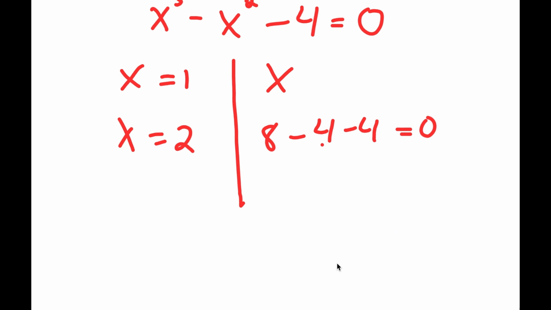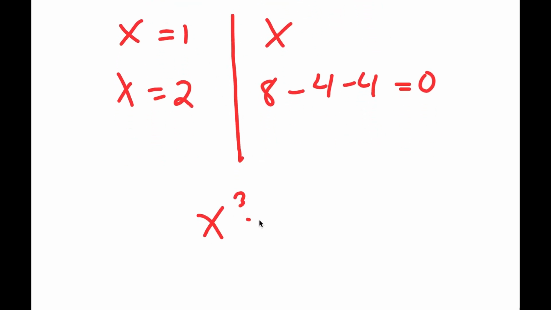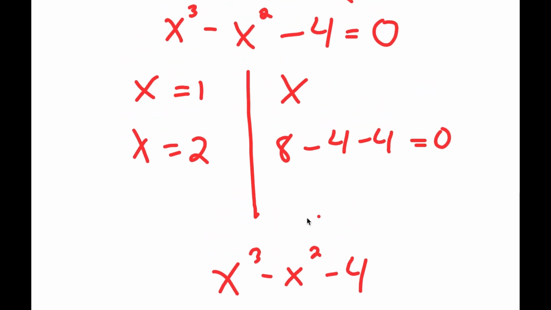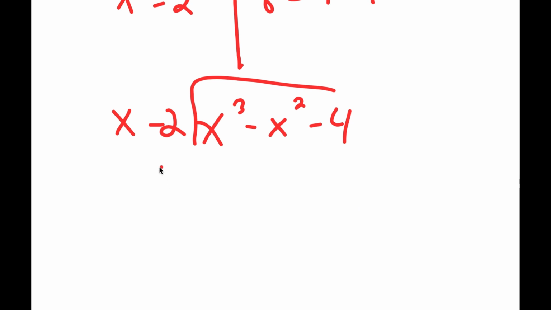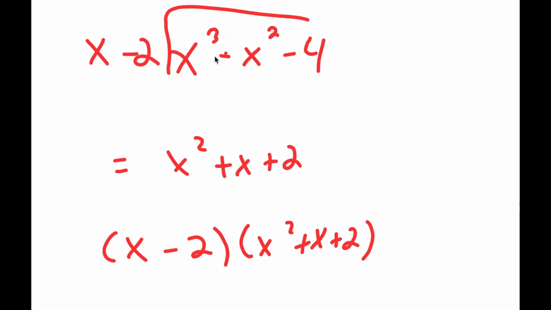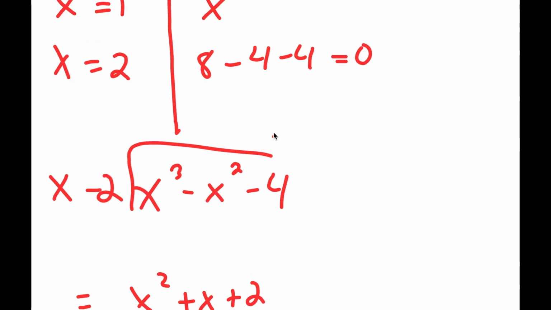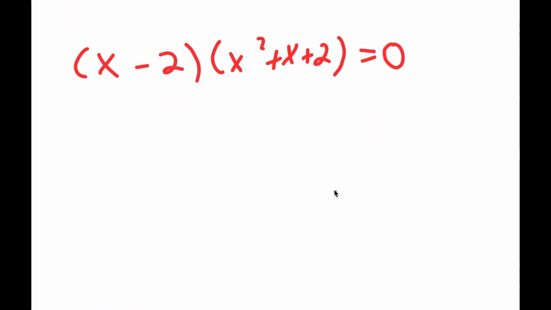So now using x equals 2, I can divide it with this. So I have x to the power of 3 minus x squared minus 4 divided by x minus 2, and this results in x squared plus x plus 2. So I get x minus 2 times x squared plus x plus 2 is equal to x to the power of 3 minus x squared minus 4. And remember, that's equal to 0.